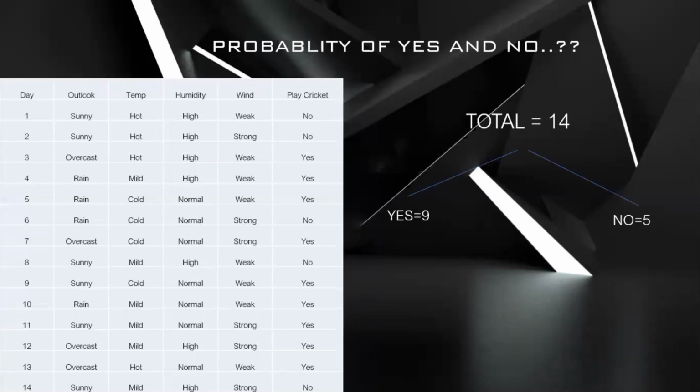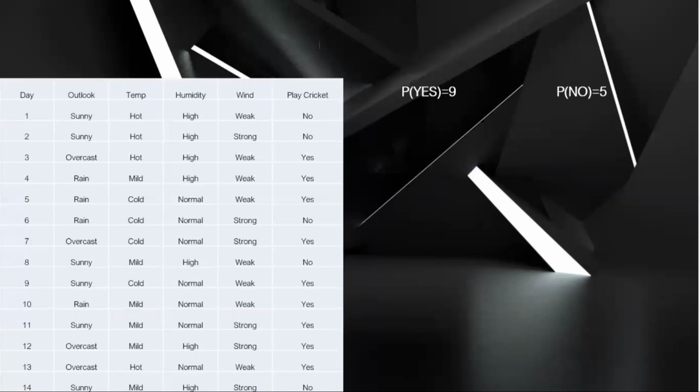So speaking about the probability of yes, out of 14 days I can play on 9, so 9 out of 14. So the probability that I can play cricket is 9 out of 14. In the same way, the probability that I cannot play cricket is 5 out of 14. So in this slide, friends, you can clearly see I have checked the probability of playing cricket. So next, let's skip to the probability of wind.